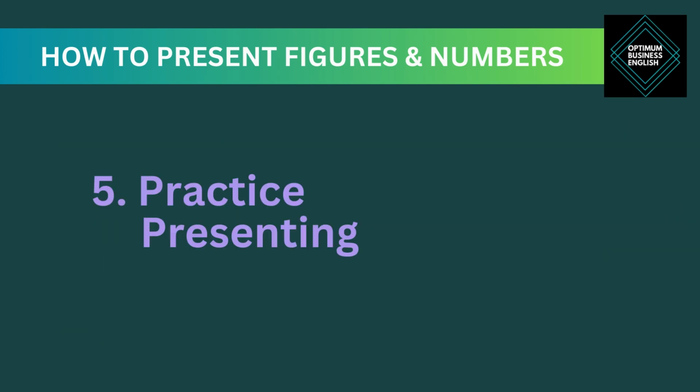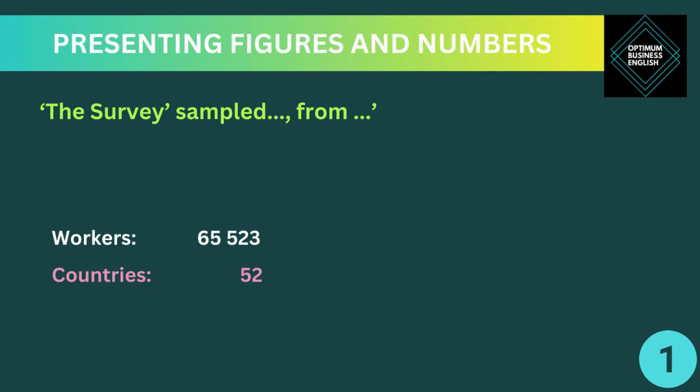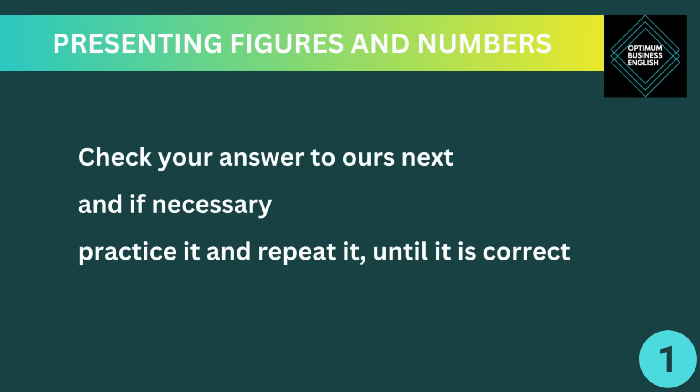Now, using some randomly generated figures and results from a fictitious survey as our data set, we will practice presenting and speaking about numbers and figures. Let us begin. If you were presenting this slide to an audience, what would you say about these numbers? Try for yourself by completing or finishing the sentence in green at the top of the page. Check your answer to ours next, and if necessary, practice it and repeat it until it is correct.